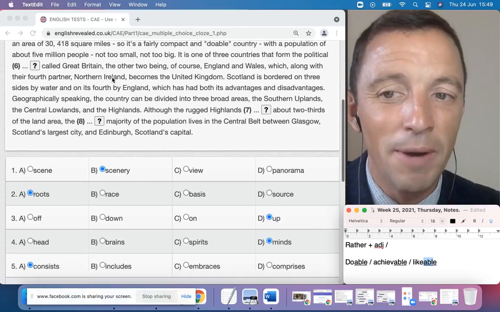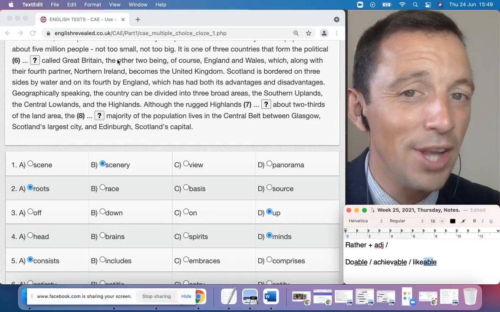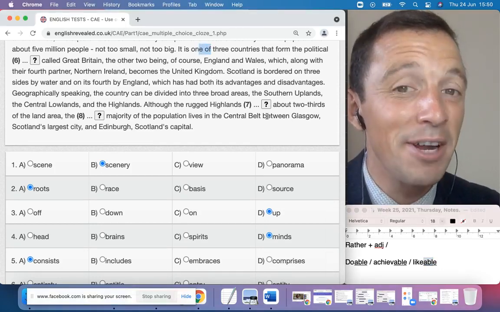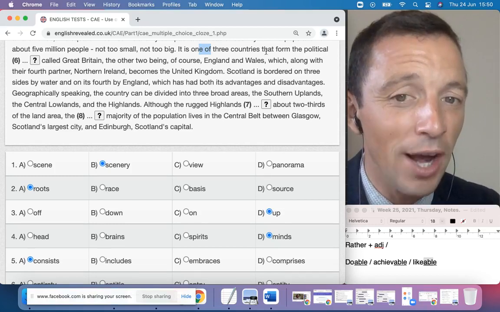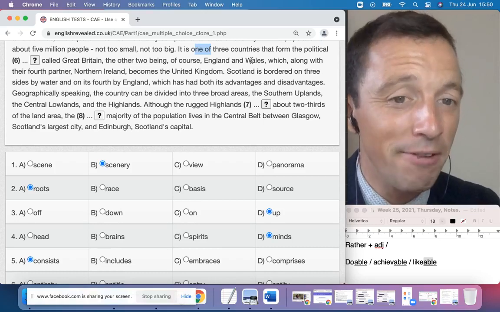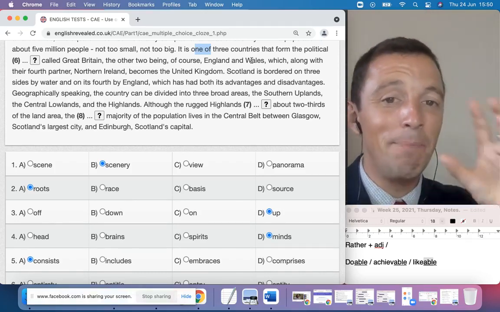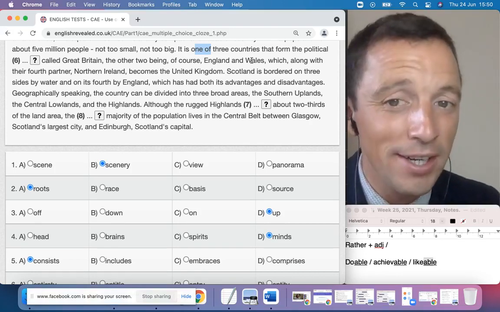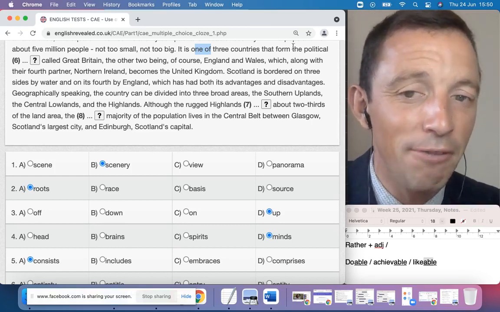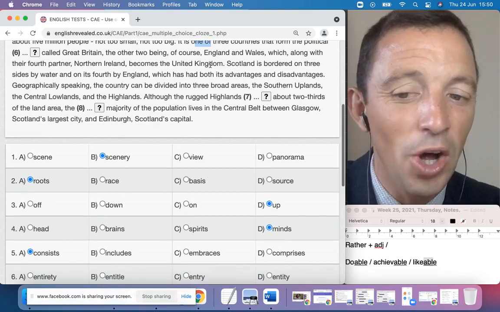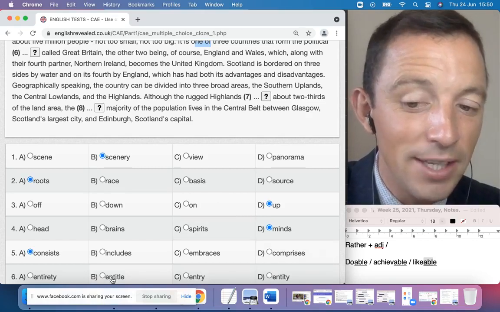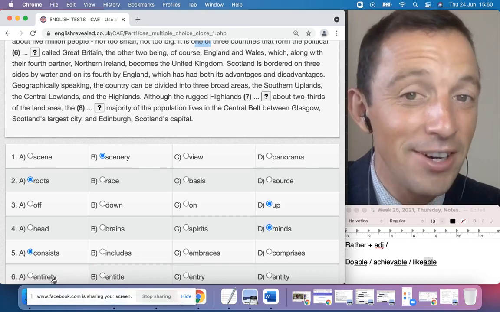With a population of about 5 million, not too small, not too big, it's perfect. It is one of, this structure, one of is very, very important because you always need the plural, and here we have the plural country. So this structure, one of, is very typical and very important. Today is one of the best days of the year for the weather. So that structure, one of, you need the plural, one of the three countries that form the political something called Great Britain. The political entity, the political entry, the political entitle, and the political entirety.